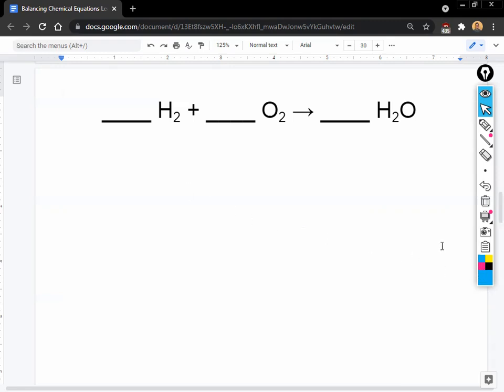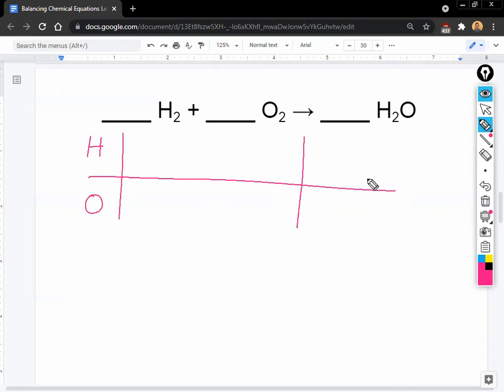So what I like to do is usually draw a little table, a little chart that has all the elements on it. So if you look on the left side, I'm going to have a hydrogen and oxygen, and I have a hydrogen and oxygen on the right side as well. So I'm going to draw a little table just so that I can count how many of each element I have, just so I can keep track of things, okay? Okay, so if we look on the left side, make sure you keep in mind where the arrow is, because that's what I mean by left side and right side.